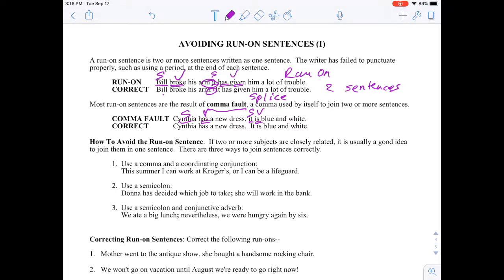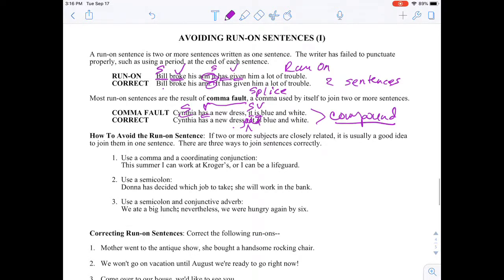So instead of a comma, just add a period. Cynthia has a new dress, period. It is blue and white. Okay, so that's the basic way to correct a run-on sentence. But a lot of times you can combine these sentences and make them compound sentences, which is what we talked about earlier. You just add a comma and a conjunction. So Cynthia has a new dress, comma, and it is blue and white.